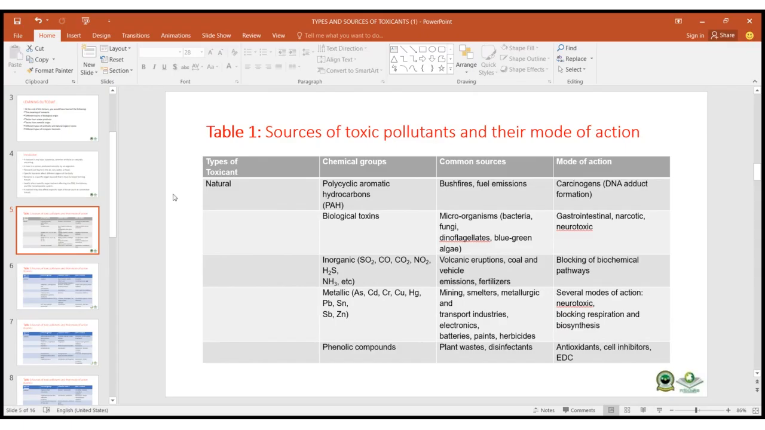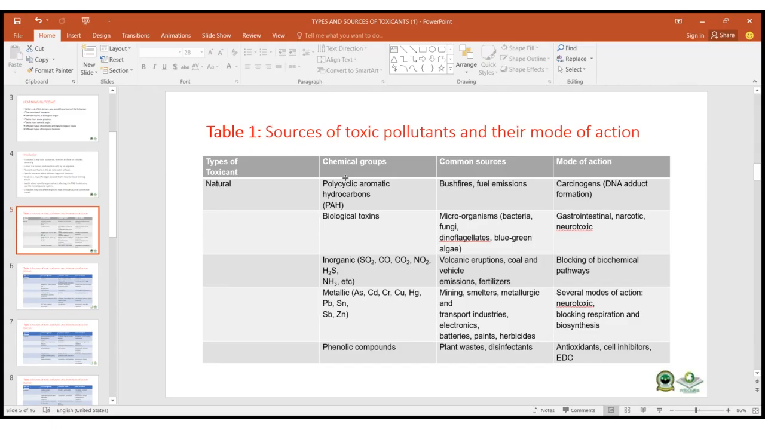All right, so I told you there are two major sources of toxicants. We have the natural and the artificial. And we have a very long list of natural toxicants. That means toxicants that come from natural sources. And in this table, we are going to see the chemical groups, the common sources, and then the mode of action.